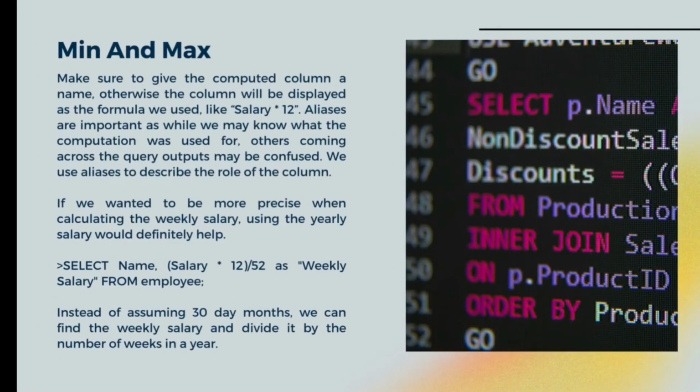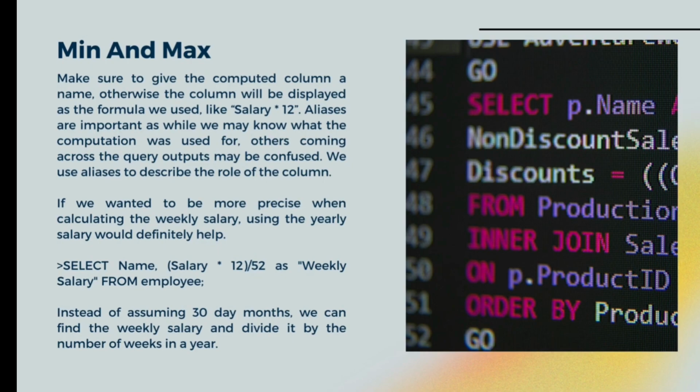Make sure to give the computed column a name, otherwise the column will be displayed as the formula we used, like salary * 12. Aliases are important as while we may know what the computation was used for, others coming across the query outputs may be confused. We use aliases to describe the role of the column.